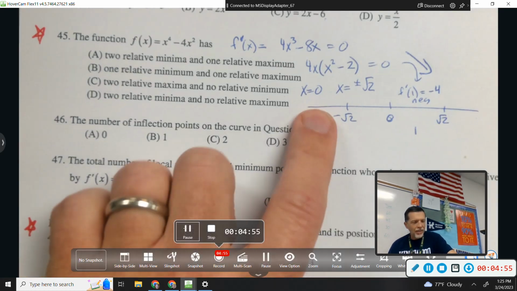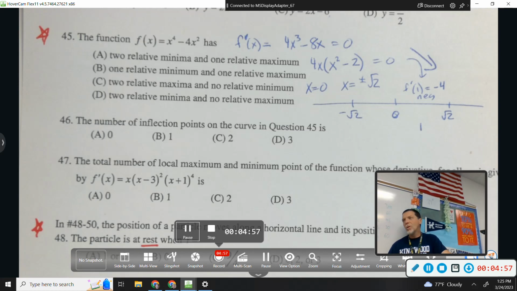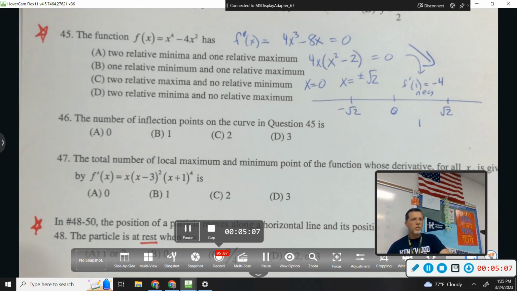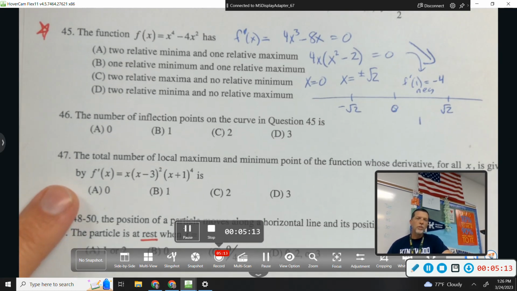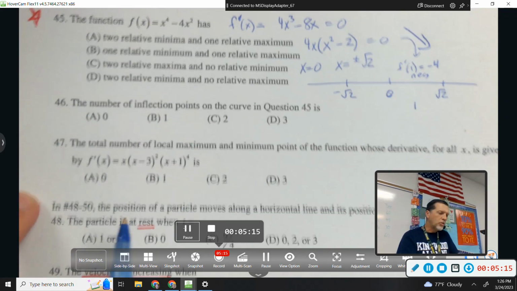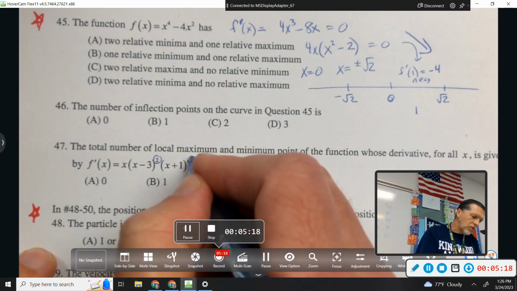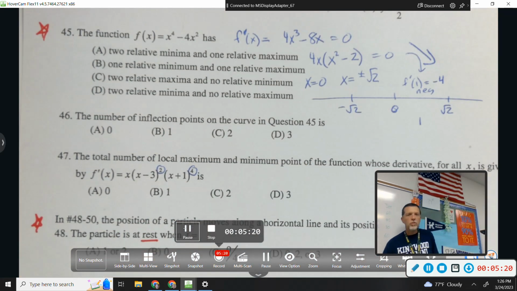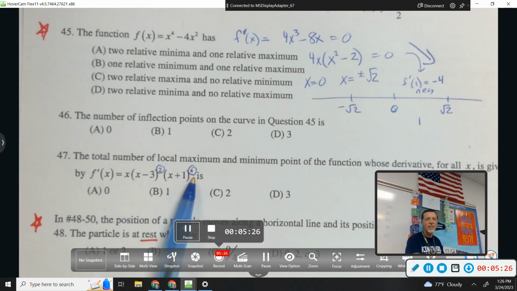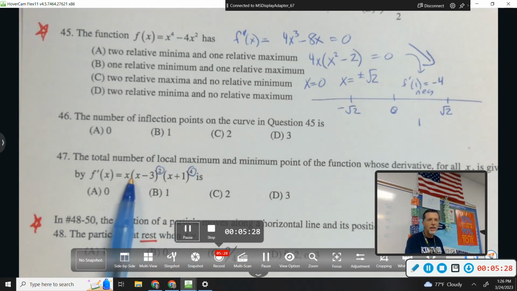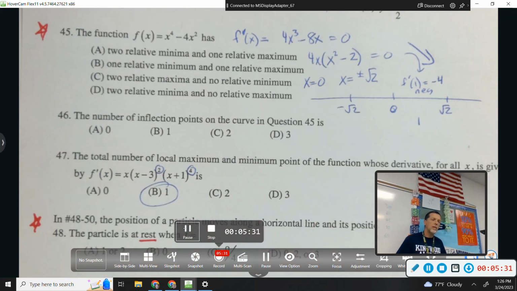Now, I can test all the other intervals, or I can use the shortcut. You know what the shortcut is? They alternate. When do they not alternate? So we better be careful. Evens. Yeah, double root. In fact, that's sort of the question of number 47. You peek down here: the total number of local maximums and minimums. They want you to say 3, but if you're paying attention, it's 1, because those would not be a change of sign at those spots. It would only be at x equals 0, so there's only one min or max.